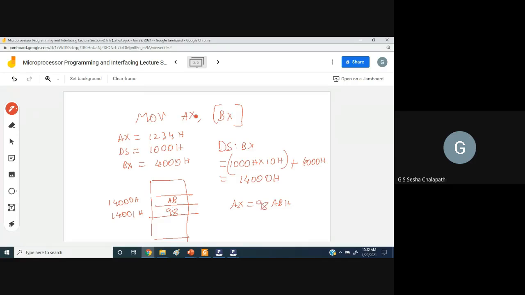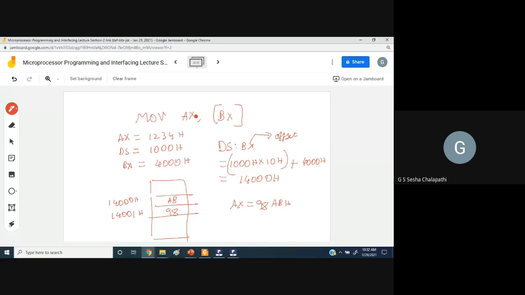So the source is a memory location which is pointed by BX, and the contents of that memory location are taken. BX is used to calculate the address location. BX provides the offset to the data segment register, and that will be combined with DS to form a physical address. It will go to that particular memory location, and that data will now go into AX.